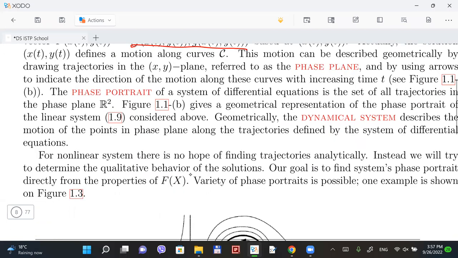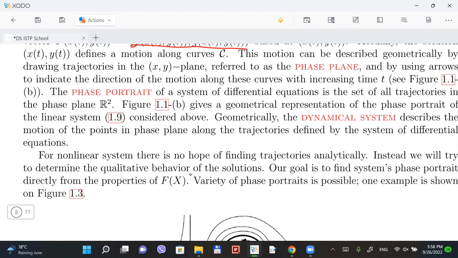Geometrically, the dynamical system is describing the motion of some points in the phase plane along the trajectories, which, as we saw, are defined by the system of differential equations. So you probably ask how we will do that. That's the main point: I will try to show you how to plot the phase plane.